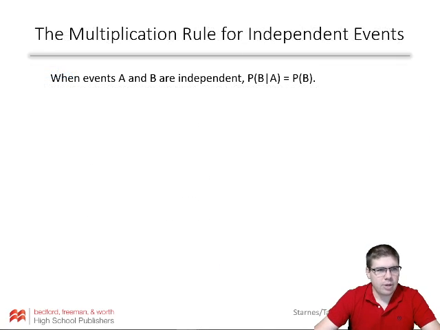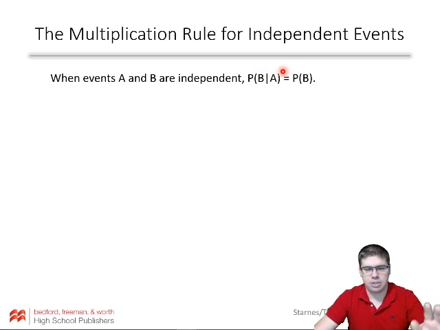All right, then we have the multiplication rule for independent events. So we have our general multiplication rule, which is the probability of A times the probability of B given A, or vice versa.